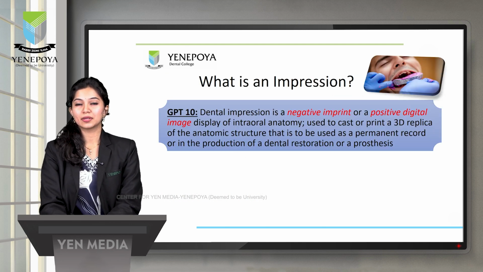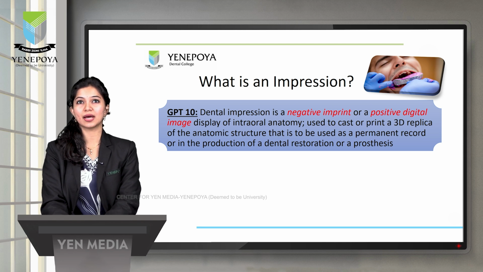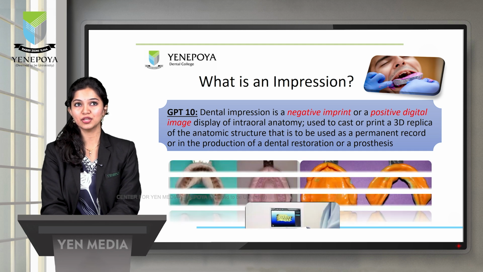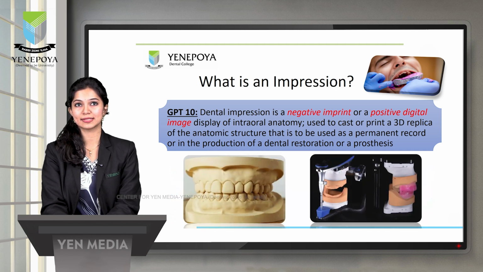So to know a little bit of background, what is an impression? A dental impression is a negative imprint or a positive digital image display of an intraoral anatomy used to cast or print a 3D replica of the anatomical structure that is used as a permanent record or in the production of a dental restoration or a prosthesis. So you can see the image here. That's an intraoral scanner.